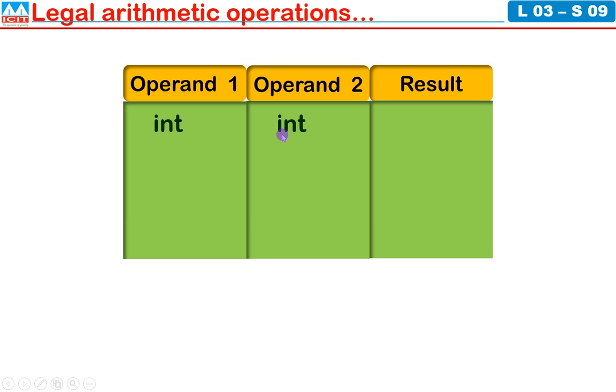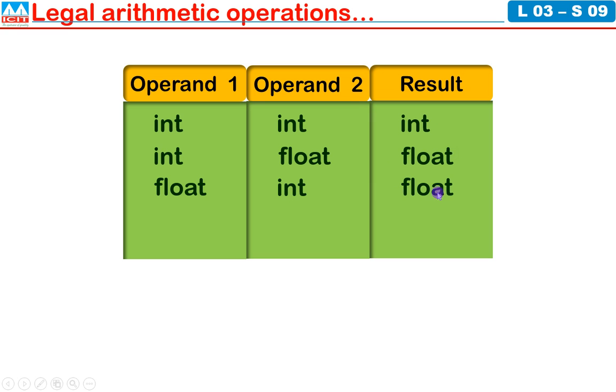Suppose first operand is integer, second operand is integer, then the result will be an integer. First operand is int, second operand is float, then the result will be float. First operand float, second one is integer, then the result will be float. First operand float, second one float, then the result will be float. So, the important point is, when you are performing an operation on 2 integers, you are going to get an integer. Integers with operation chesin pratisari, you are going to get an integer.